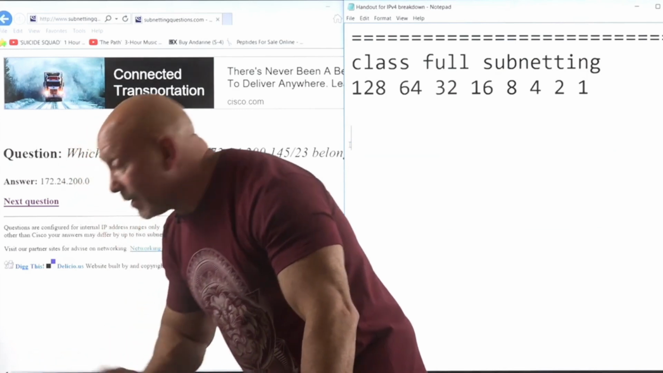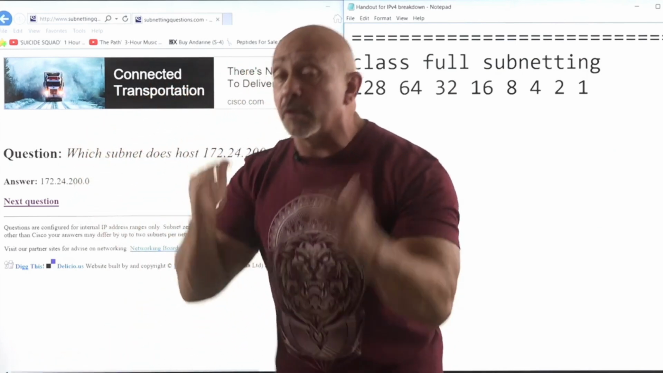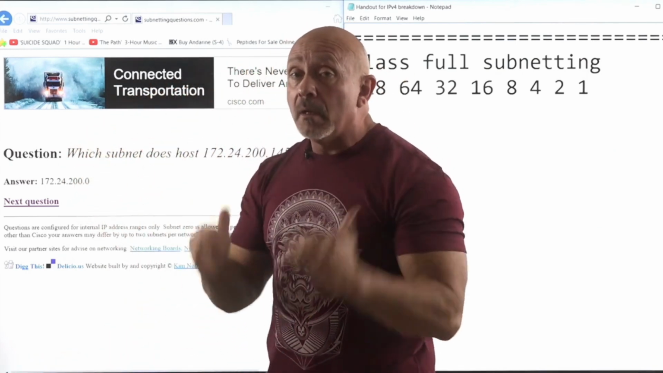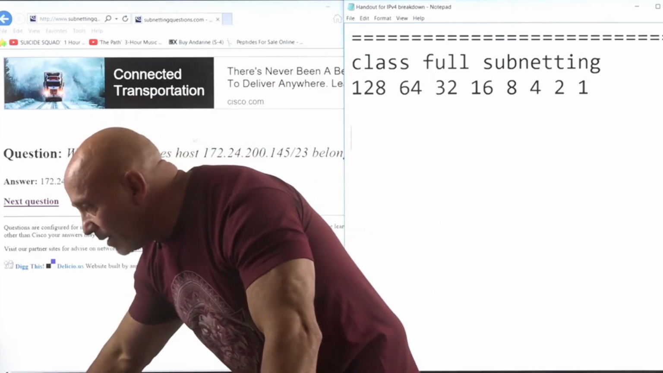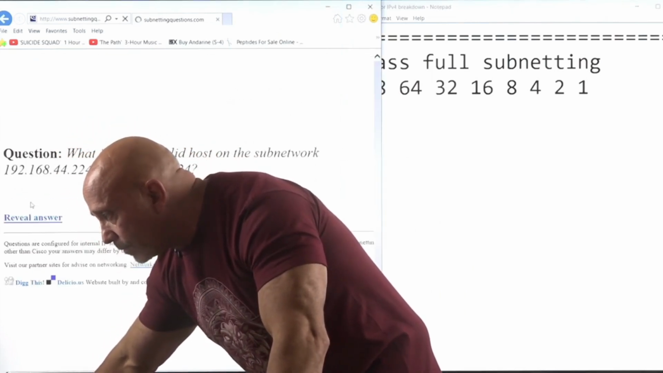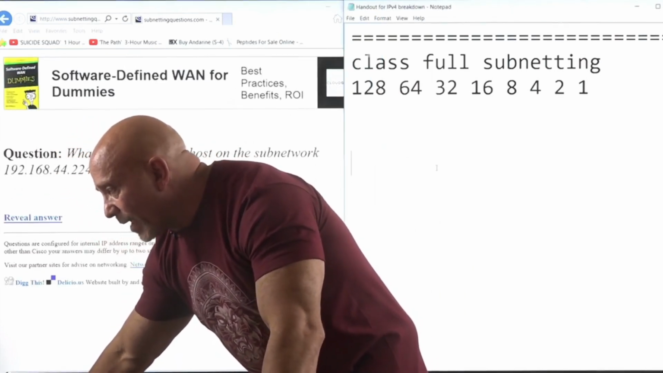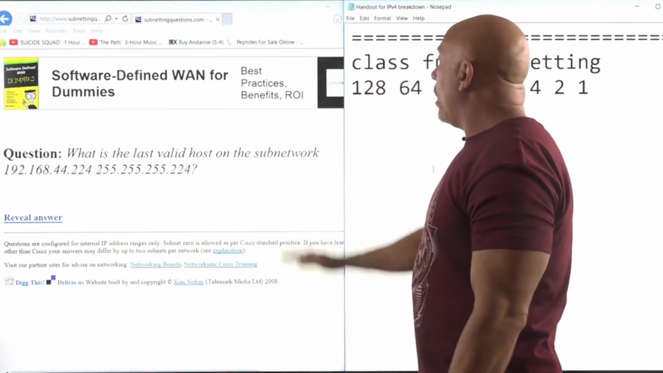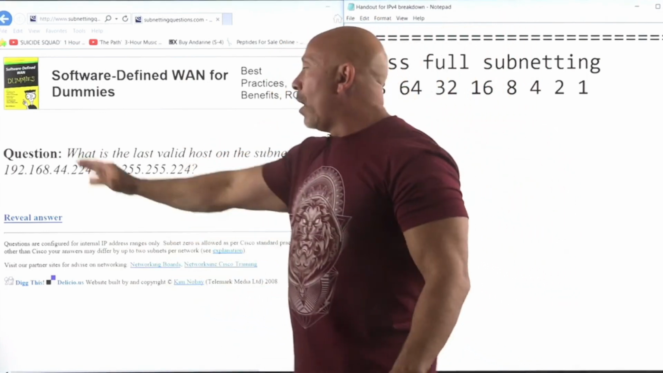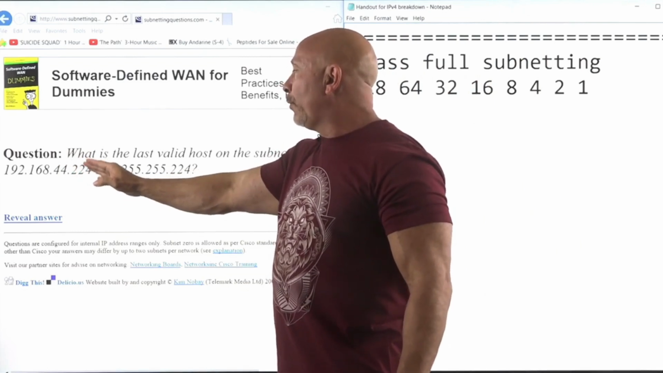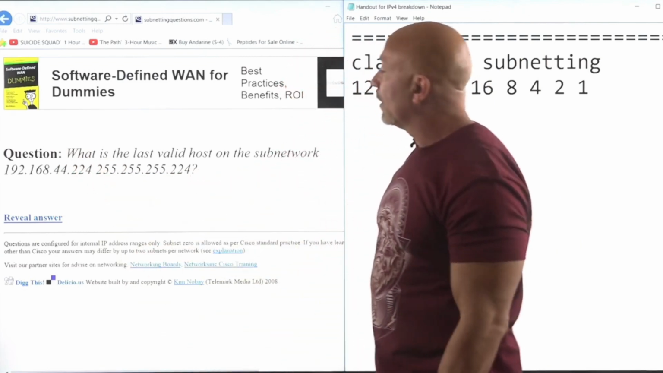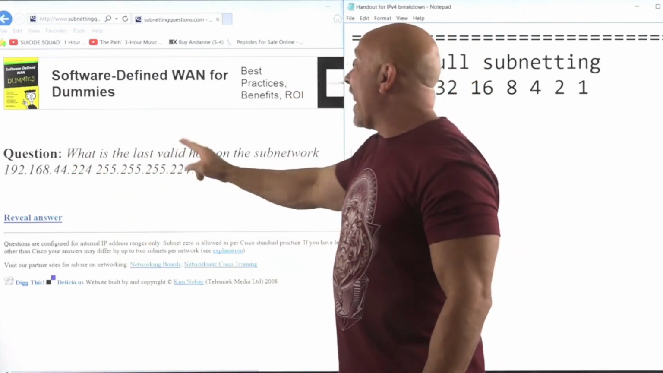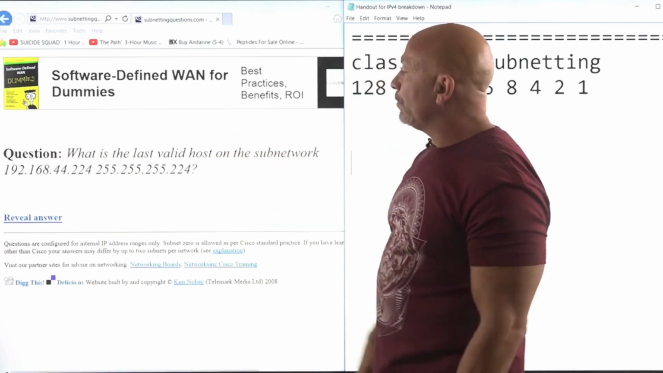You got to know how to do this. Again, classful subnetting, because you're going to have the same amount of IP addresses within that network. All right, what do we got here? What is the valid host on the subnetwork 192.168.44.224? What is the last valid host?